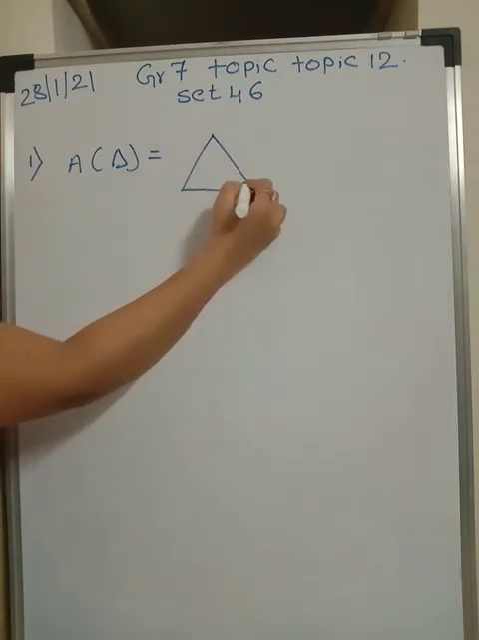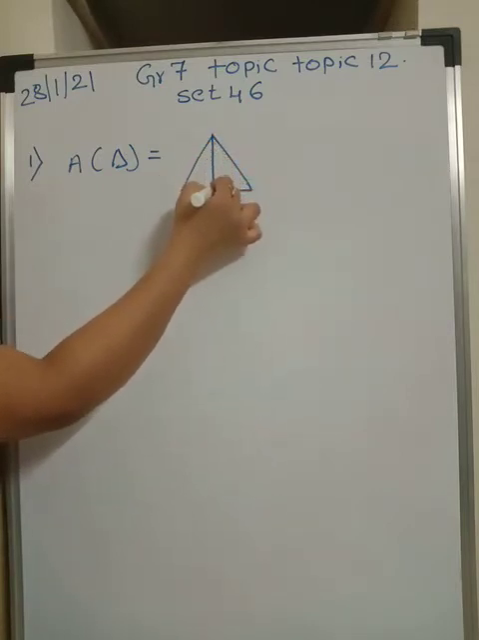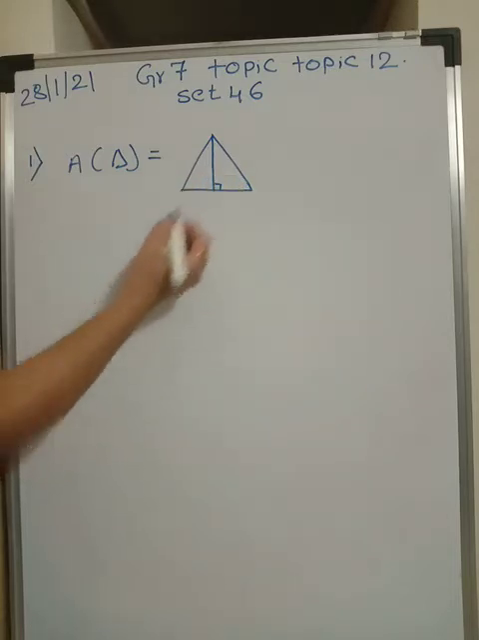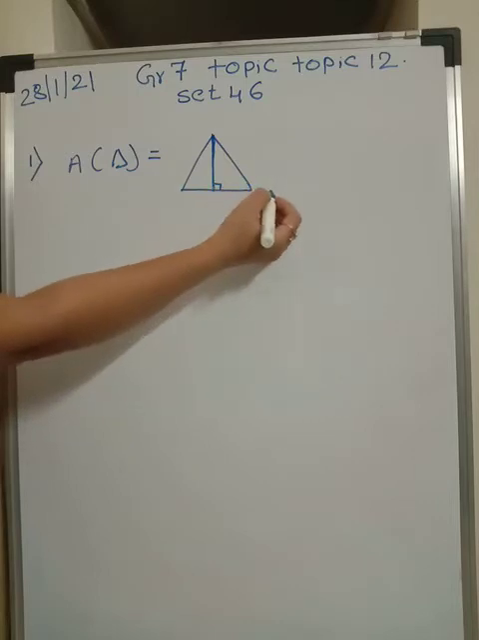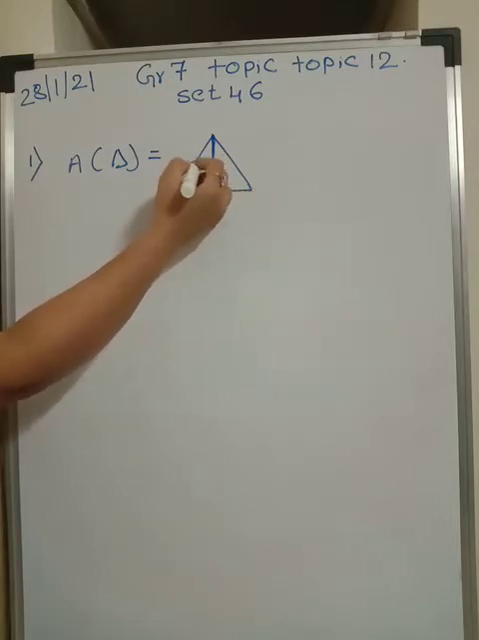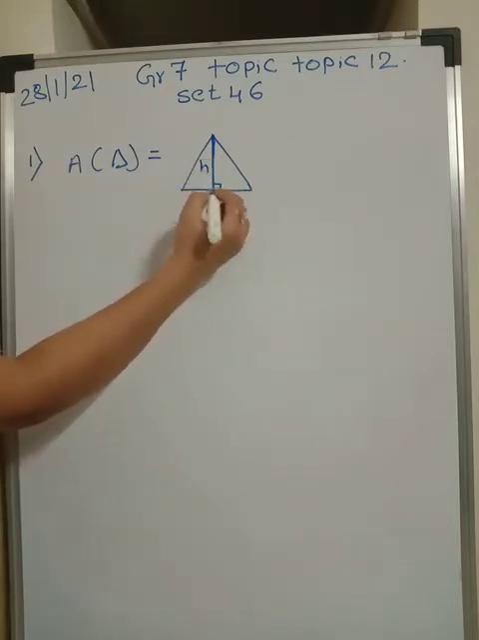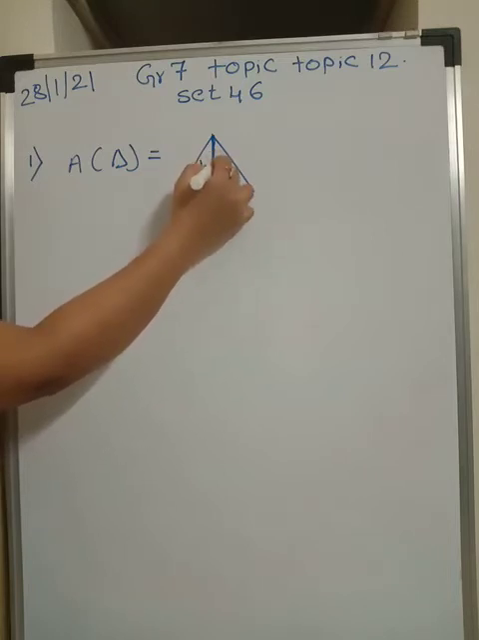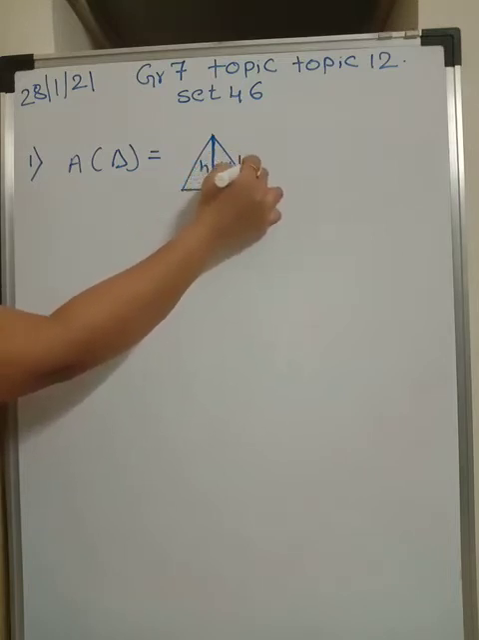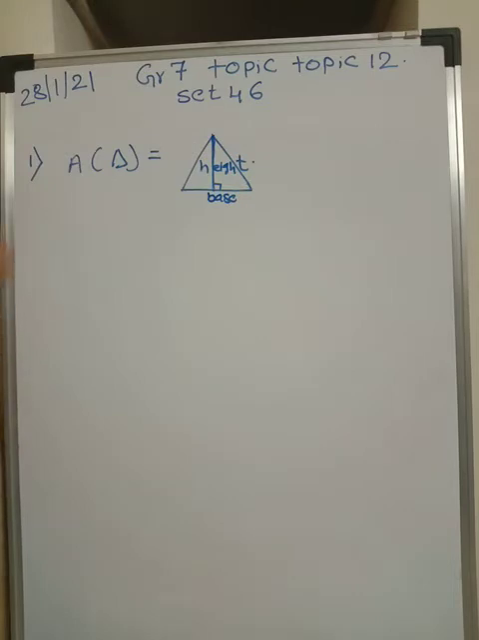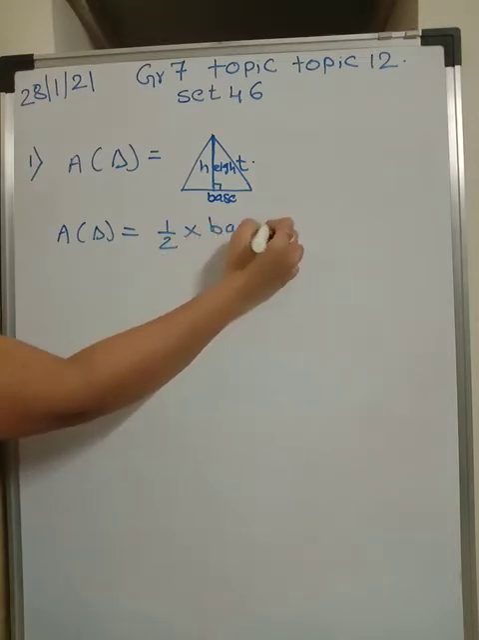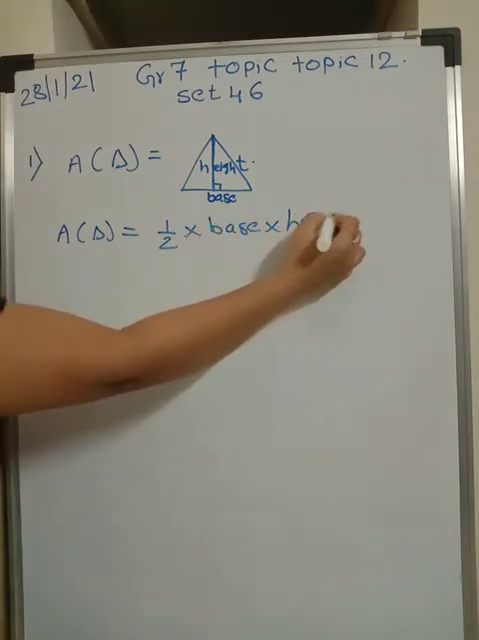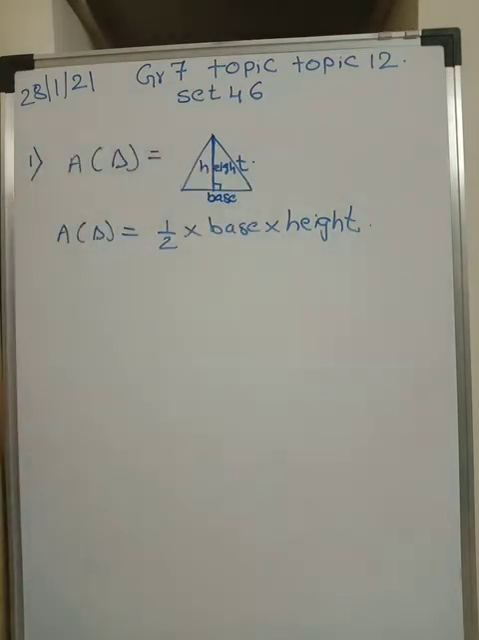If this is a triangle and this is the height of the triangle, if it is making 90 degrees, this segment is perpendicular to the base and we call this in mathematical language height, and this is the base of the triangle. It is an altitude to the triangle. So the area of any triangle is given by the formula half into base into height. This is the general formula for the area of a triangle.